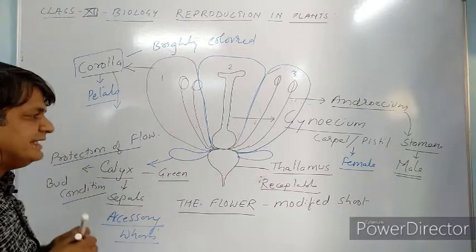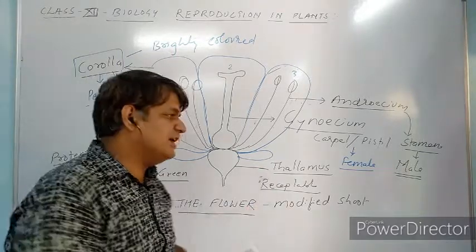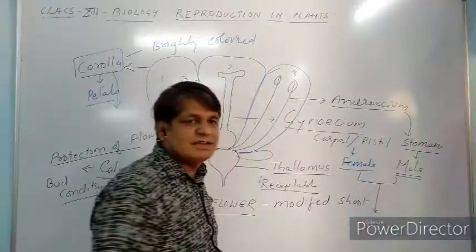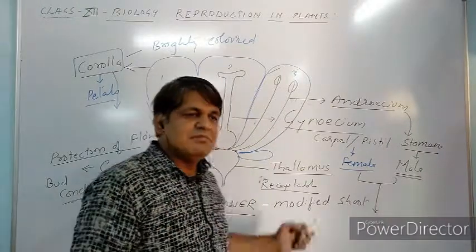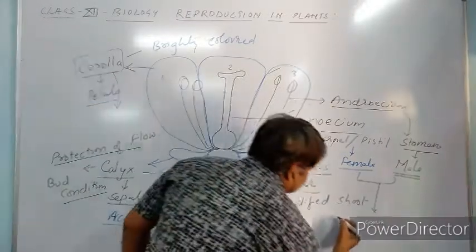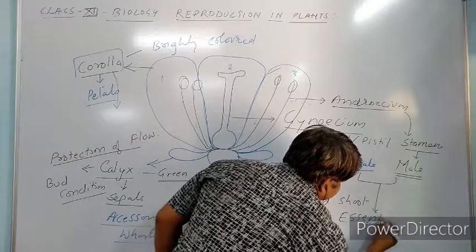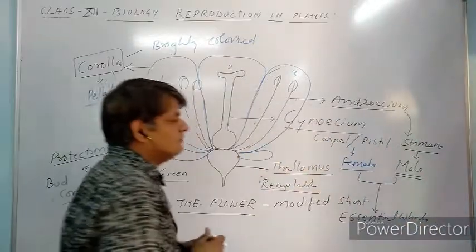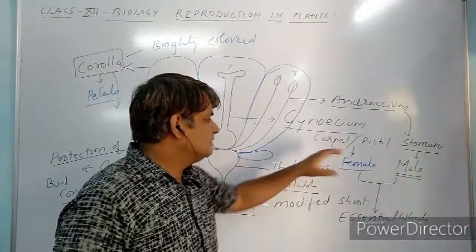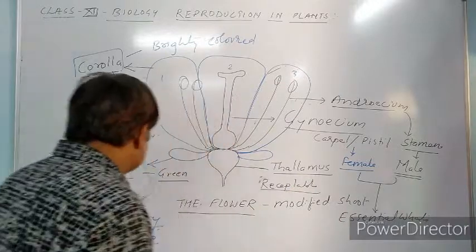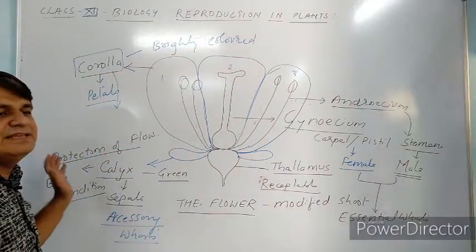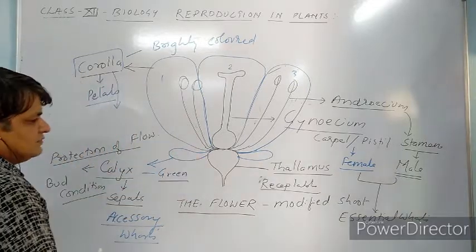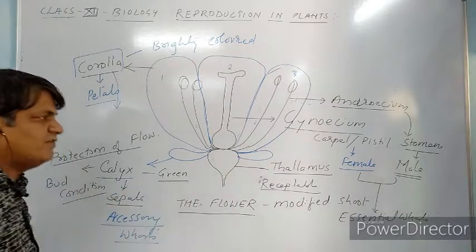Clear? But in the case of the gynoecium and androecium, these are the male and female parts, and as we know, the flower is meant for reproduction, and for reproduction male and female are necessary. So these are called essential whorls. So we have to remember these both are essential whorls, and these are accessory whorls. They only support the flower. So this is all about the structure of a flower.